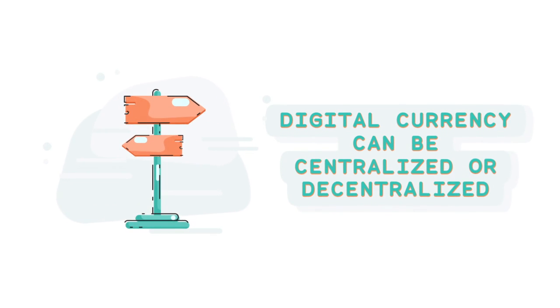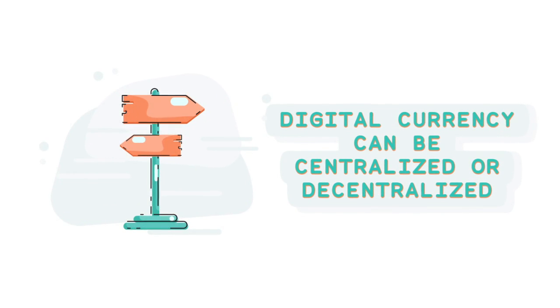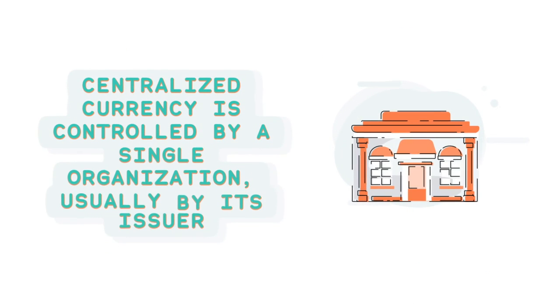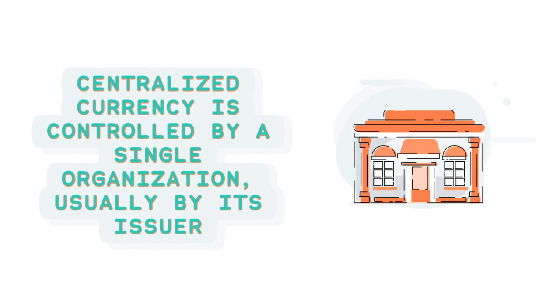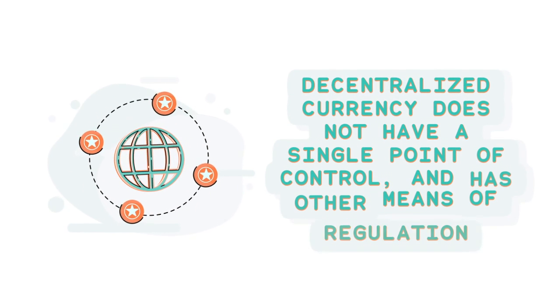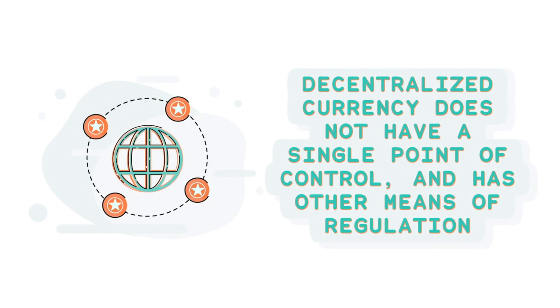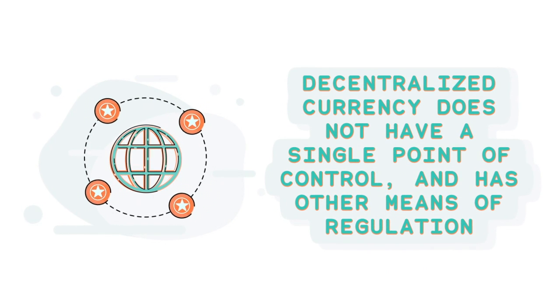Digital currency can be centralized or decentralized. Centralized currency is controlled by a single organization, usually by its issuer. Decentralized currency does not have a single point of control, and has other means of regulation.